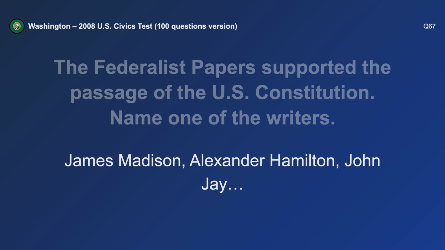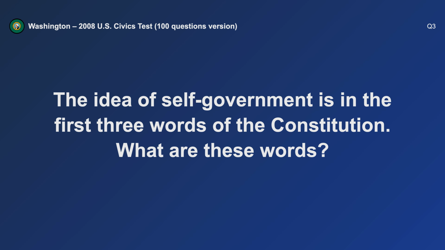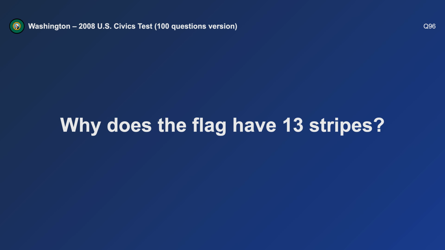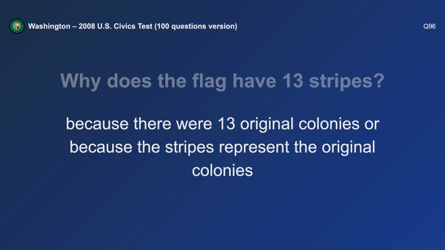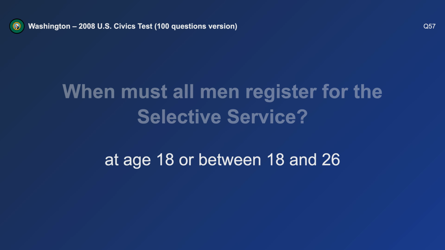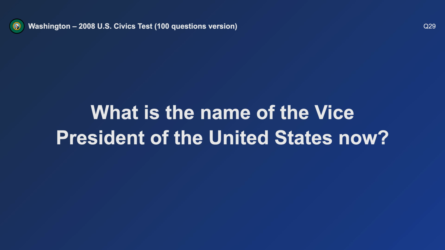Alexander Hamilton. The idea of self-government is in the first 3 words of the Constitution. What are these words? We the people. Why does the flag have 13 stripes? Because there were 13 original colonies. When must all men register for the Selective Service? At age 18.